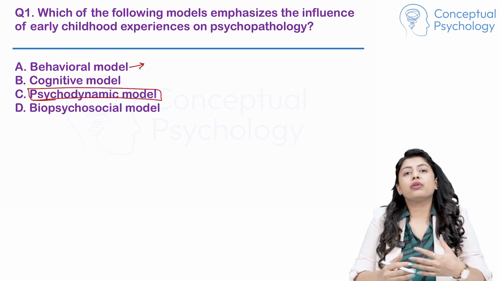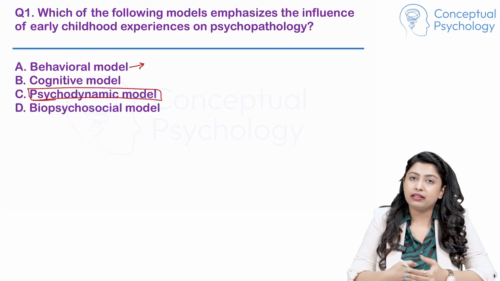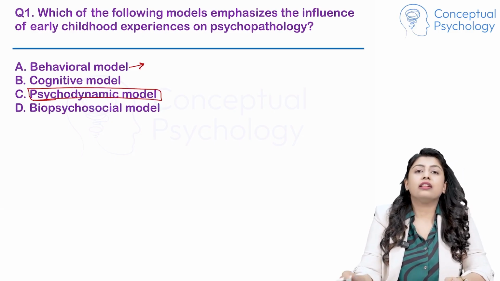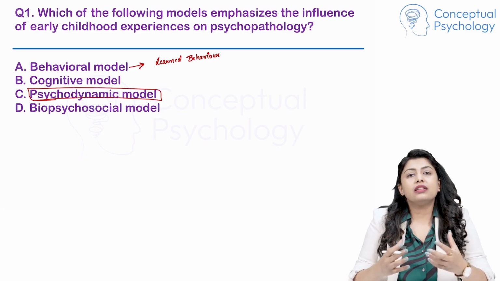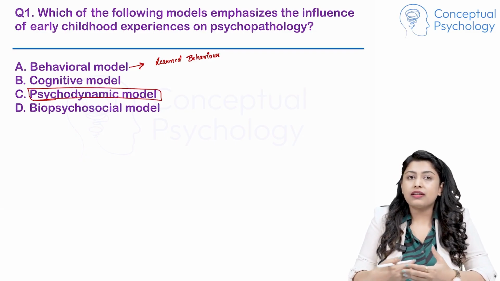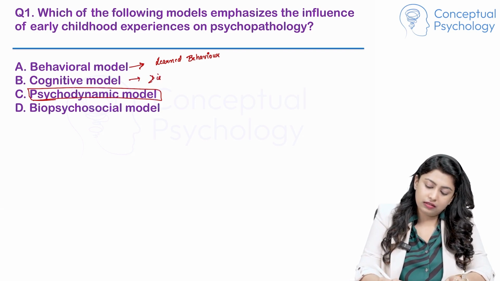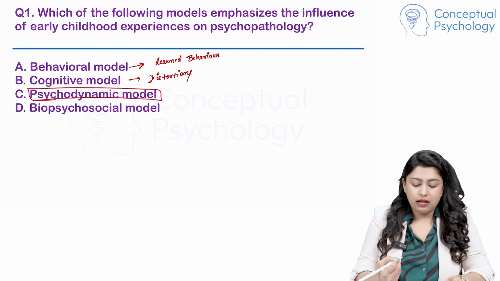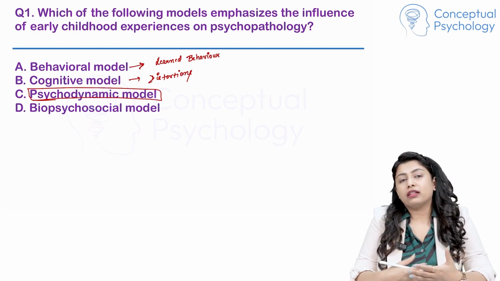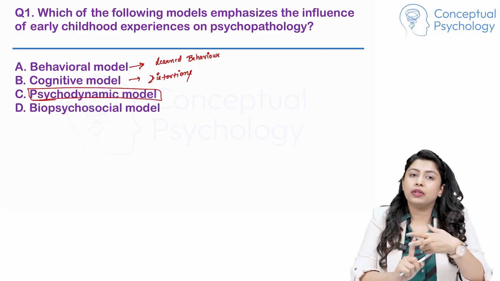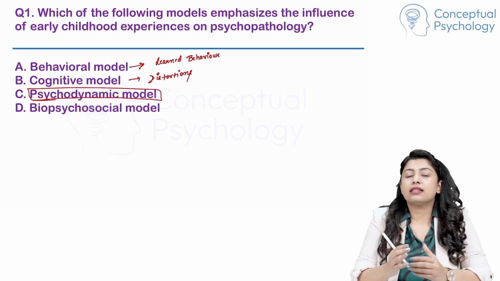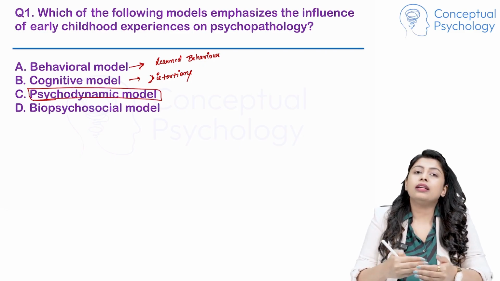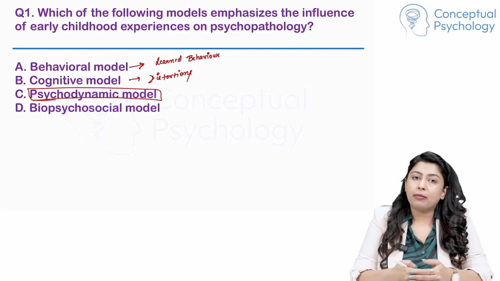The behavioral model focuses on learned behaviors and environmental reinforcement patterns rather than early childhood experiences. Here we are focusing more on learned behavior. Then the cognitive model emphasizes dysfunctional thinking patterns and cognitive distortions rather than early experiences. The biopsychosocial model integrates multiple factors, which include biological, psychological and social influences, rather than specifically emphasizing early childhood. So the psychodynamic model uniquely emphasizes the lasting impact of early childhood experiences on adult mental health, which forms the foundation for psychodynamic therapies as well.